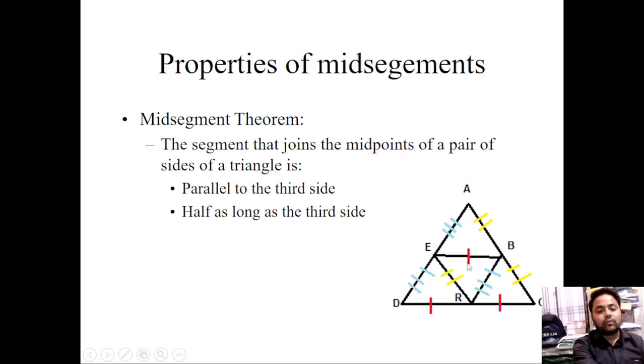This length will be equal to this length and this length will be equal to this length. Also this length will be equal to this length and this length will be equal to this length. So this is a very important property of the midline, the mid segments, of the triangle. You can simply prove this by the previous theorems of similar triangles and the congruency of triangles.